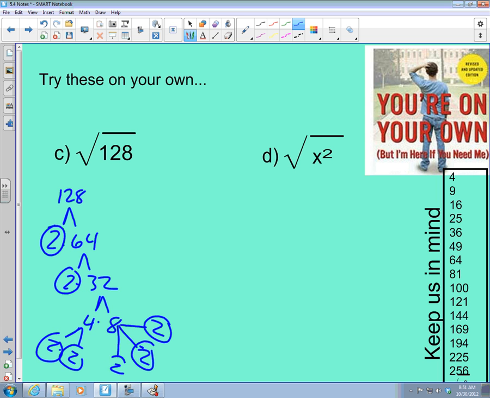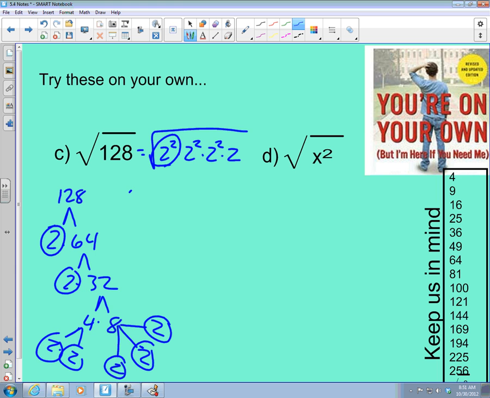Prime, prime, prime. So how many 2's do I have altogether? 1, 2, 3, 4, 5, 6, 7. So I'm going to say this. The square root of 2 squared times 2 squared times 2 squared times 2. There's 7 of them, right? So here's 2 2's, 4 2's, 6 2's. There's 7 of them all together. It's just a shorter way to write it, I guess.